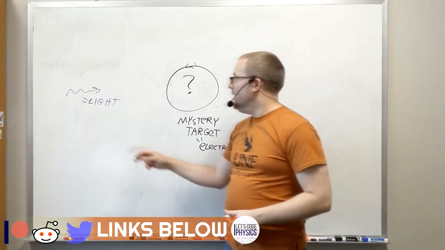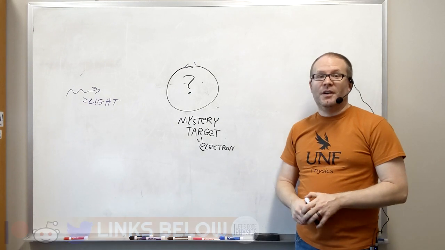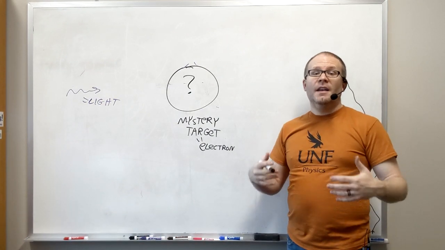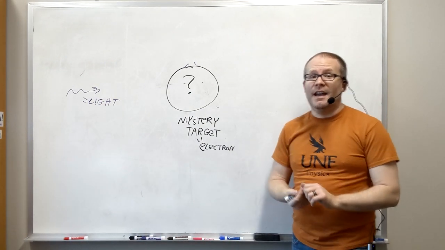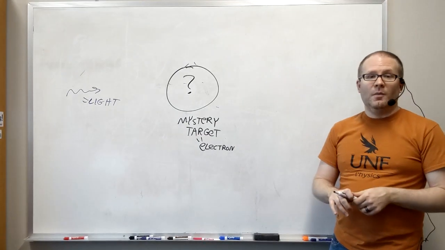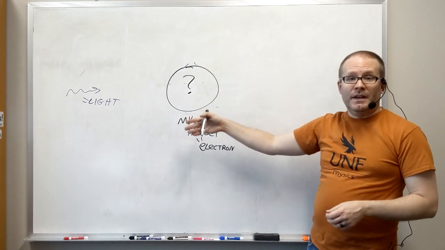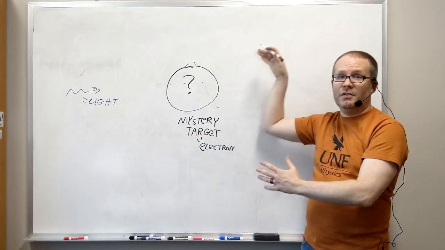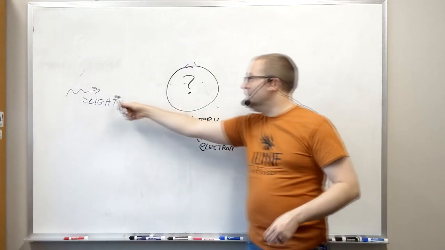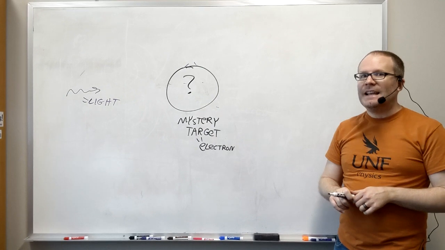Or let's suppose that your incoming thing is light and your mystery target is an electron. This is actually how we prove that light behaves like a particle. Because if light were a wave, if it were an electromagnetic wave, then the electron would oscillate in the direction of the electric field and produce more radiation in every direction at the exact same frequency and wavelength as the incoming light. And for the most part, that does happen.